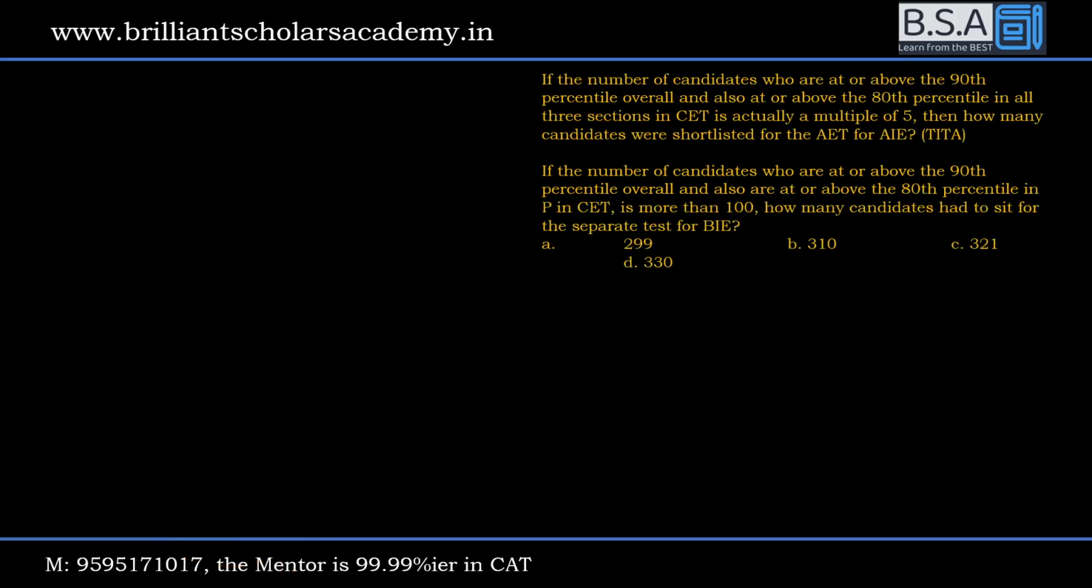Moving on. If the number of candidates who are at or above 90th percentile overall and also above 80th percentile in all three sections in CET is actually a multiple of 5, then how many candidates were shortlisted for AET for AIE?